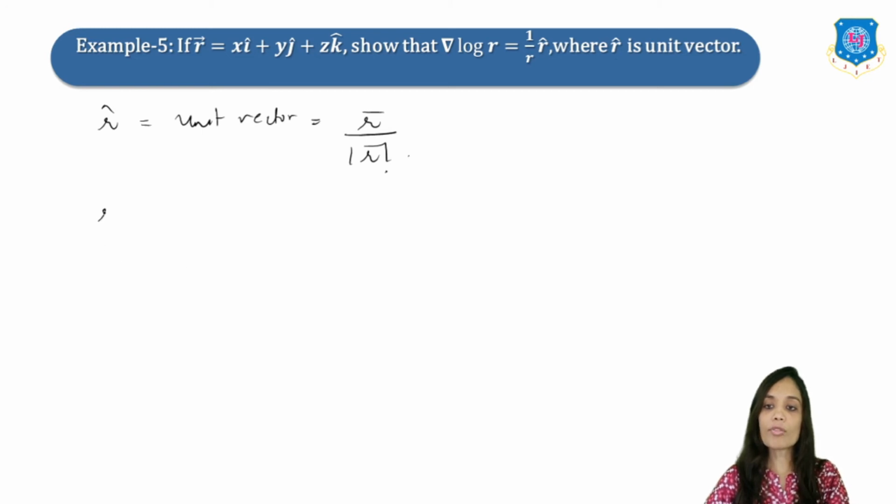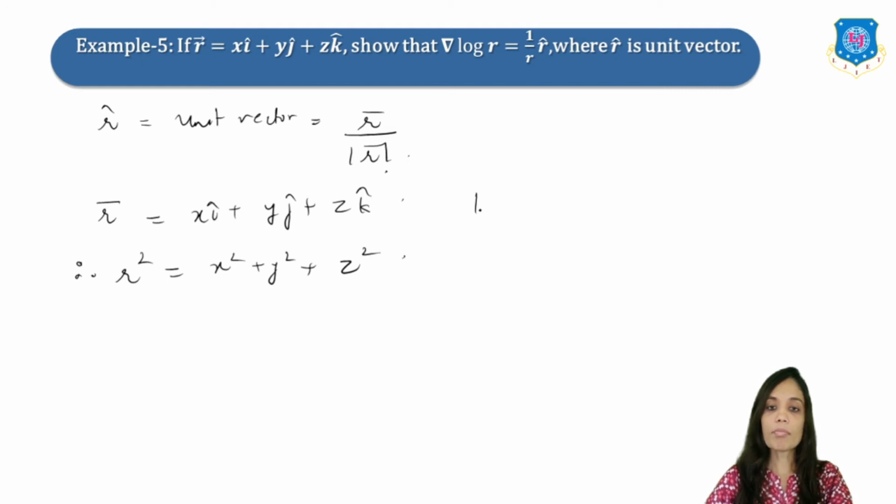Now furthermore we are given our r bar as x i cap plus y j cap plus z k cap. So I can write this as r square is equal to x square plus y square plus z square, because our mod r is what? Square root of x square plus y square plus z square. So taking square on both the sides we will get this.